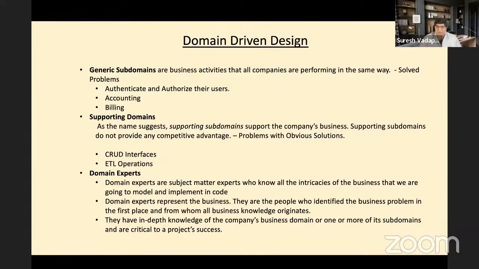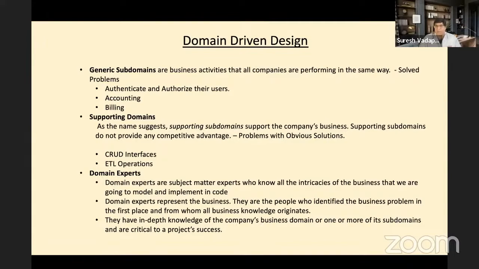And then supporting subdomains are something that supports your company's business, any core domains, anything that supports. These are your CRUD (create, read, update, delete) type of interfaces, and any ETL operations. These are problems with obvious solutions. There's no complexity as such, but this is supporting. So basically, your core domains are the ones that are core to your organization, then the generic domains, then the supporting domains.